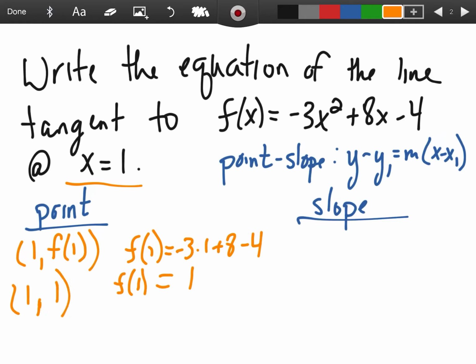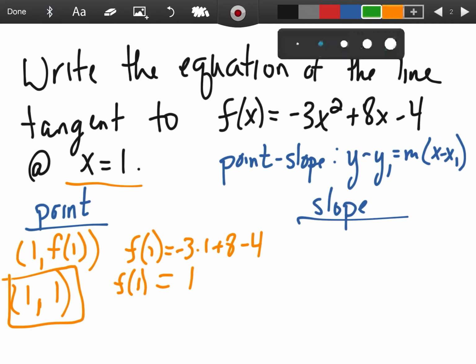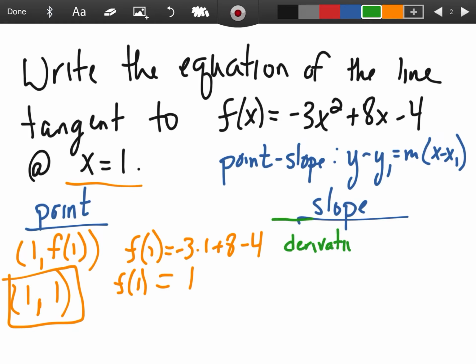And then the question is, well, wait, what's the slope? Okay, what's the slope of that tangent line? Well, the slope of that tangent line is going to be the same as the instantaneous slope at that point. Well, how can I find the instantaneous slope? I'm just going to take the derivative. All right, take the derivative of f of x. Using the power rule, we should get 2 times negative 3 is negative 6x plus 8. So this negative 6x plus 8 gives me the slope at any x value.